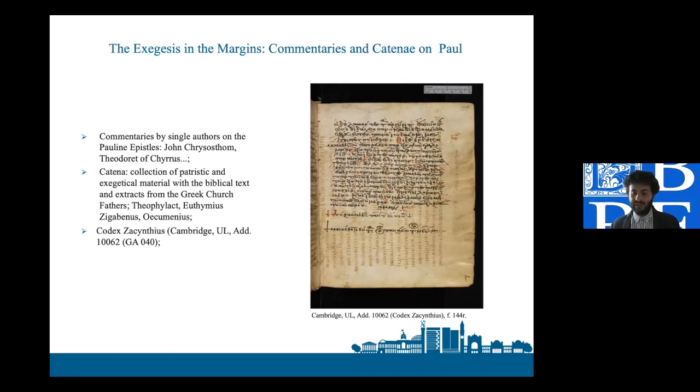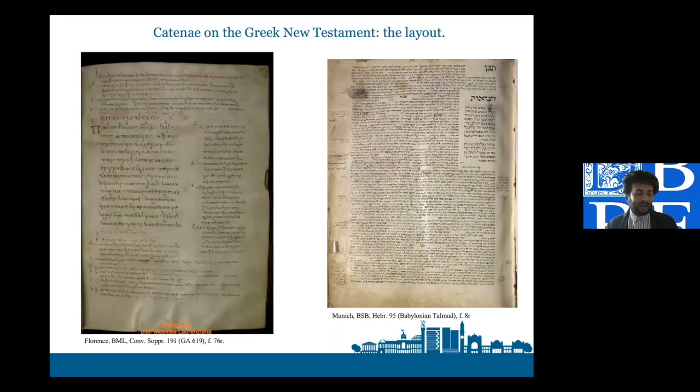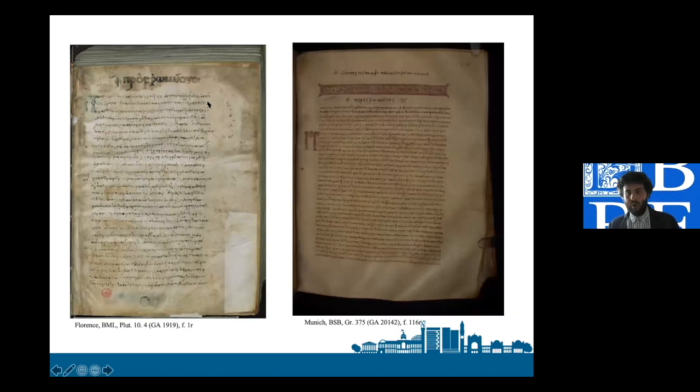So, talking about the layout of the Catenae, there are two main formats for the Catenae manuscripts of the New Testament. The so-called frame or marginal Catenae, where the biblical text is in the middle of the page, surrounded by the text of the commentary made up of different extracts from the Greek Church Fathers. These extracts are linked to the biblical lemmata they correspond to by a series of numbers or symbols. On the other side, the alternating or full page Catenae have the biblical lemmata immediately followed by the text of the exegesis in the format of a full running text.